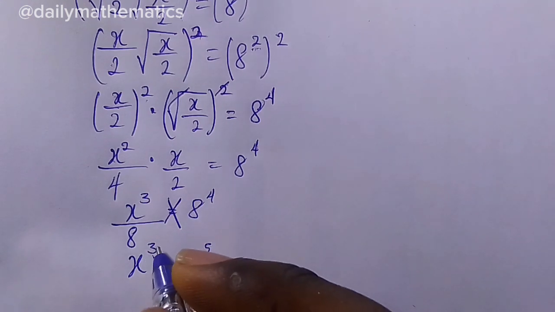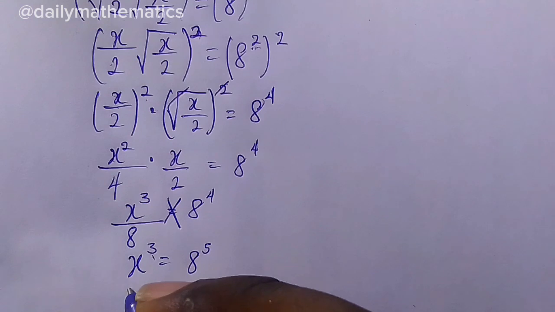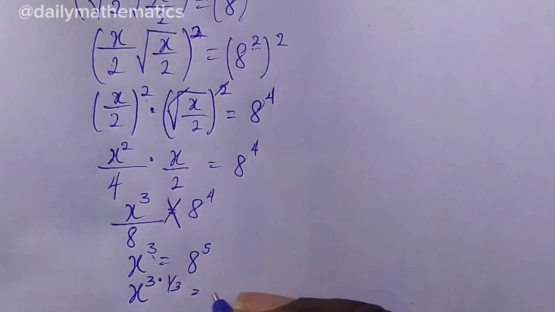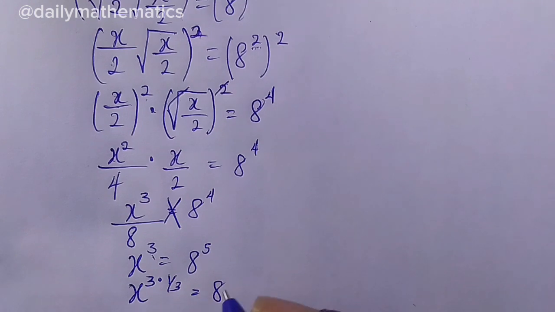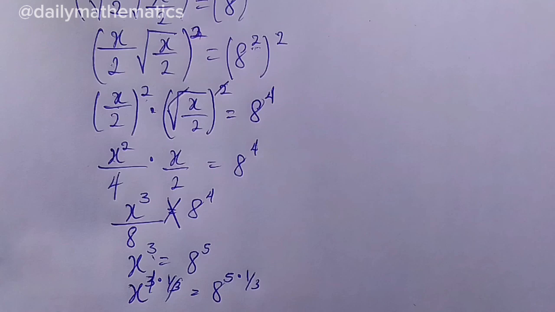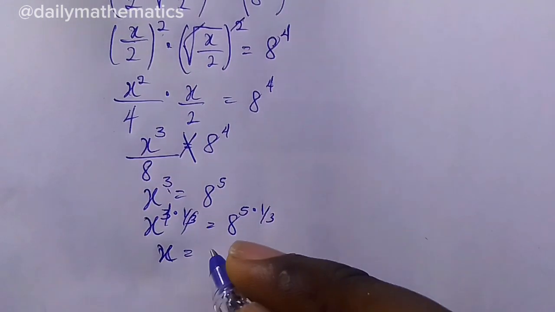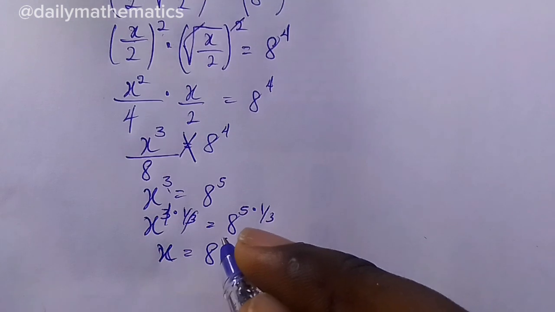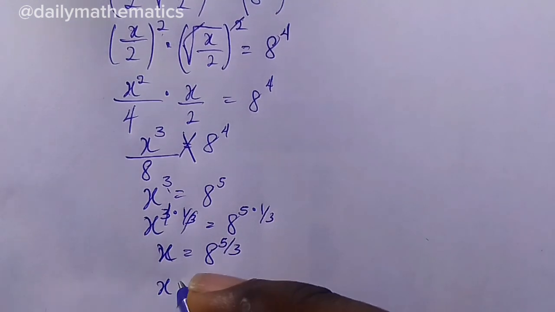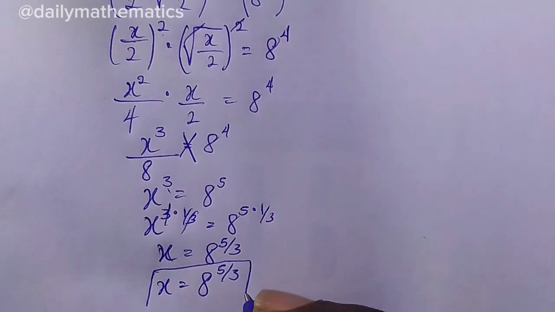From here we can just cancel the power. When we get rid of the power, the next thing we're left with is the x. And how do we get rid of the power? By multiplying the power by 1 over 3. When we do whatever we do at the left hand side, we do at the right hand side. We multiply the power by 1 over 3, and so yes, this cancels this. We have x equals 8 raised to the power of 5 over 3. So our value for x here becomes 8 raised to the power of 5 over 3, right?